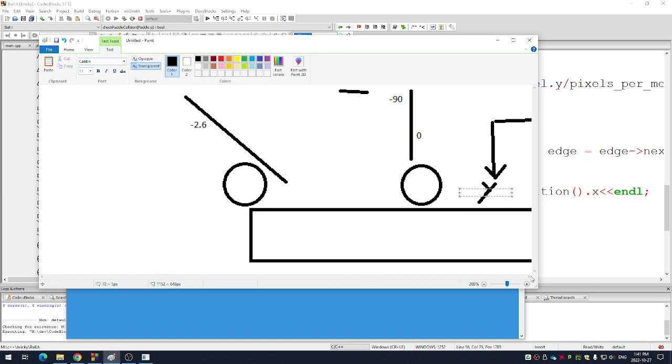I lost my picture, where is it? Don't let me move over now. Oh, too zoomed in?